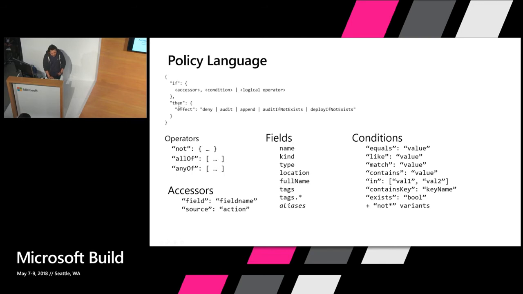In the then statement, which is basically the action, or what we call effect, we support a number of expressions, which includes denying the request that is coming in, right? That will stop the request. Or you can simply audit the request, which wouldn't block the request that comes in, but will tell you whether it's compliant or not.